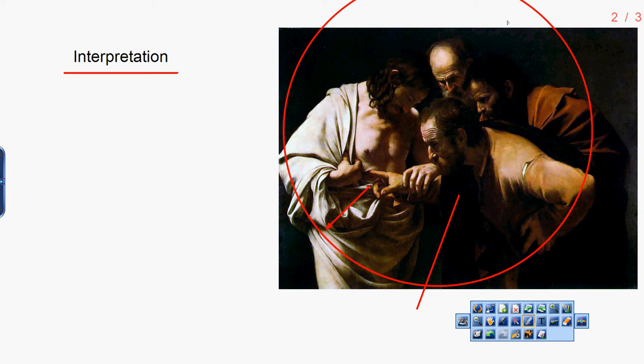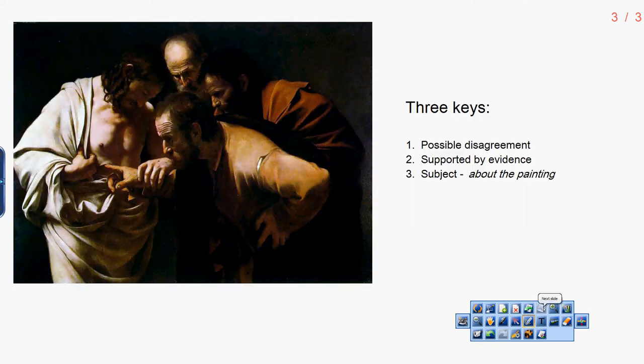You should note a couple of things about that interpretation. First, it's one that you could disagree with. Second, it can be supported by evidence from the painting. That's the analysis that we did earlier. Third, it is about the painting. If I were simply to say, far from being a problem, doubt is something that Jesus welcomes, that would still be a claim, but it would be a claim about religion, not about this text that we are studying.